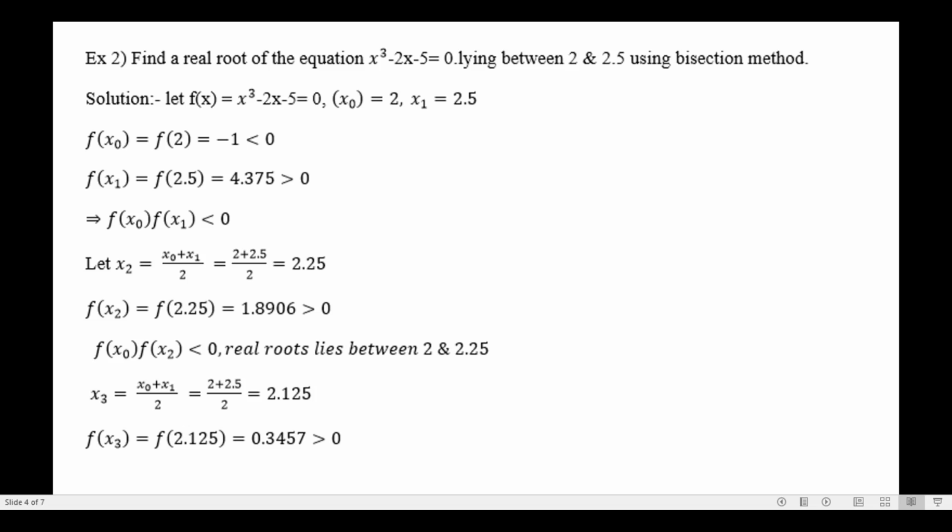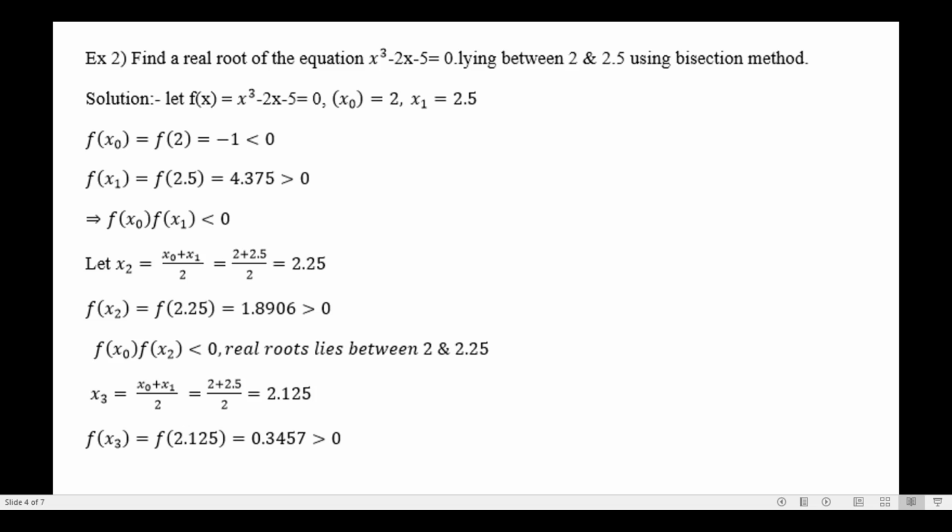Whenever the product of the functional values is a negative quantity, what can we say? The root lies in between the numbers we selected. That means here we can say the root lies between 2 and 2.5. So in the iterative method, we measure the x2 root, the approximate root. x2 is nothing but x naught plus x1 by 2. 2 plus 2.5 by 2 is nothing but 2.25.